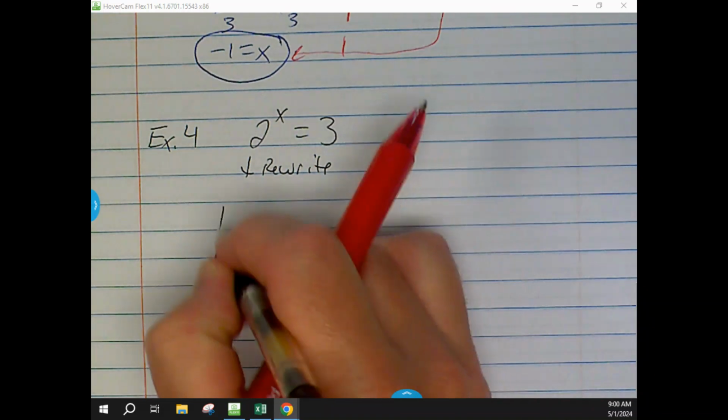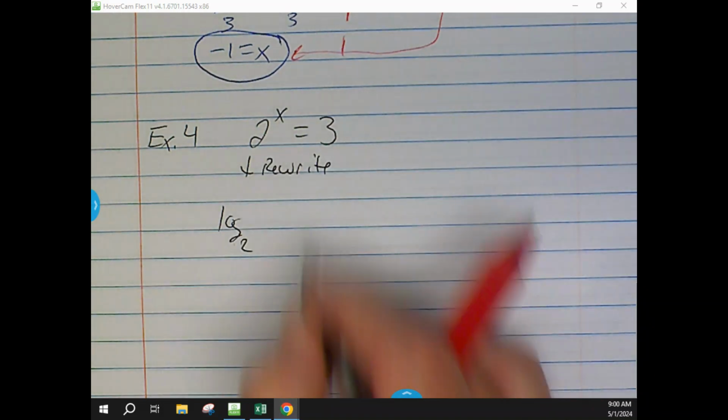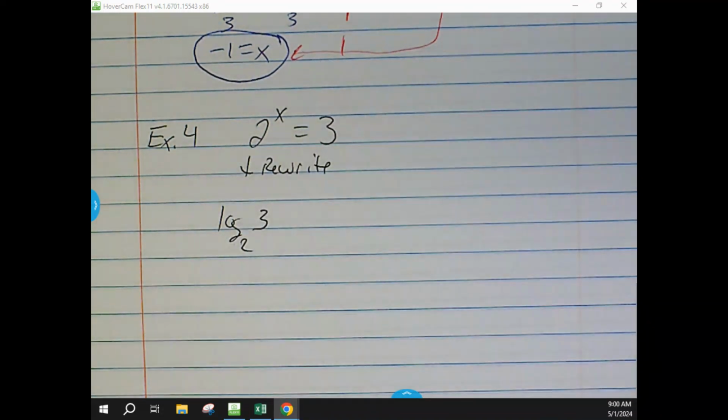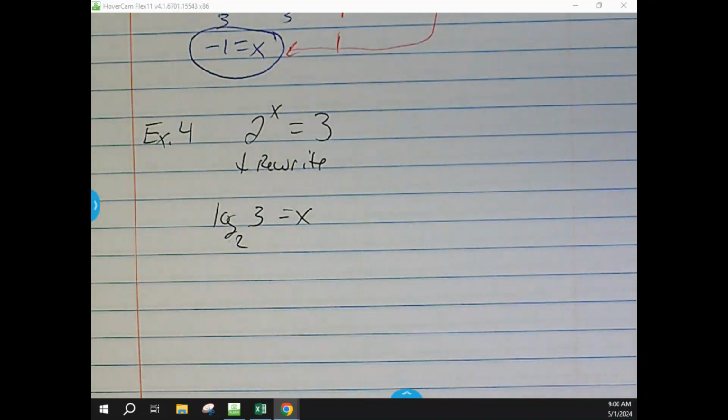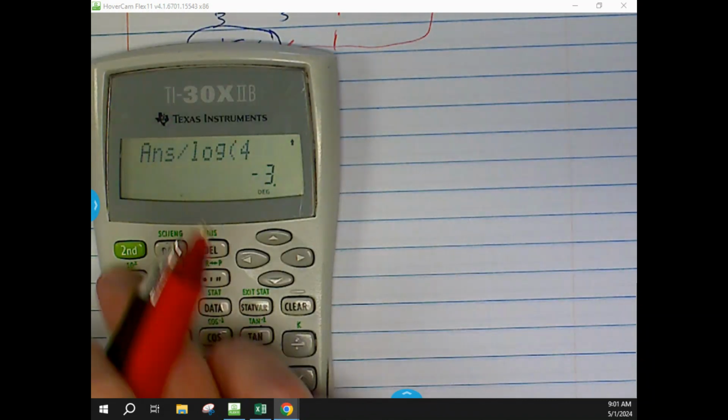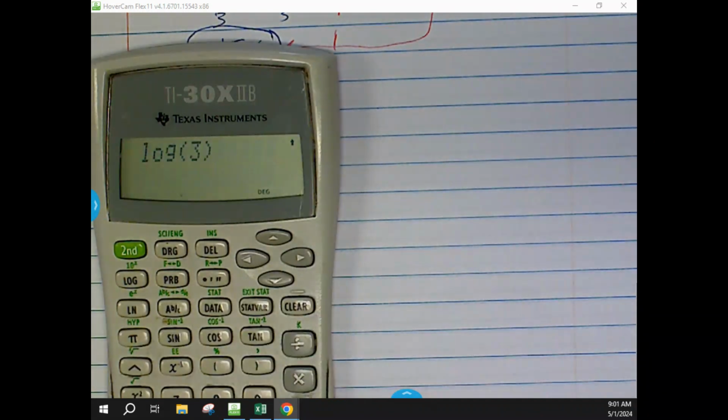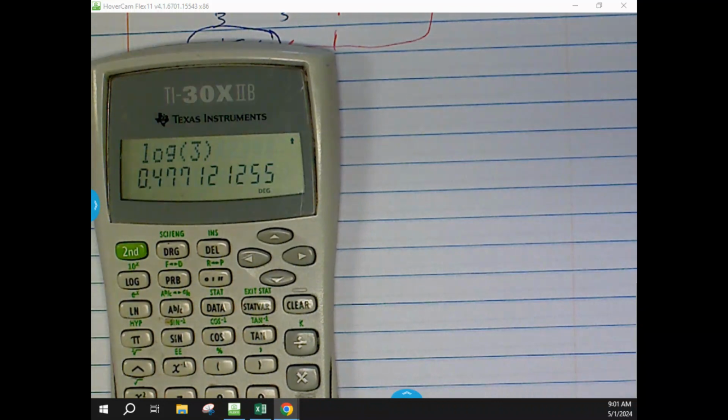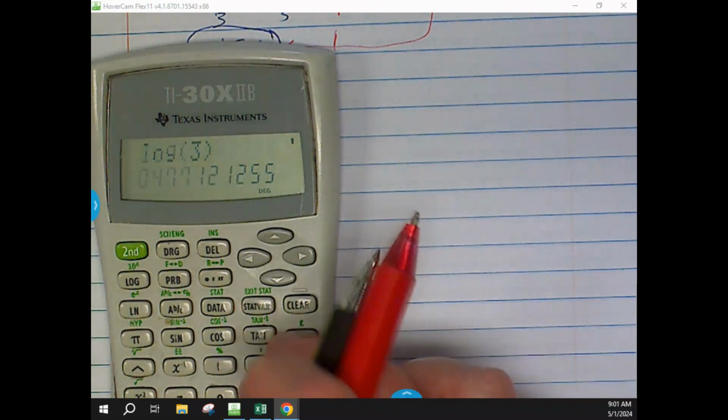Okay, so this one, if you rewrite it, you've got log base 2 of 3 would equal x. And because you cannot rewrite it with a common base, they would have to tell you to round this answer off to some decimal place. So if we do this one, it's log of 3. Again, close off parentheses. And if it helps you, just go ahead and hit enter. So you got log of the top number, and then divided by log of the bottom number.